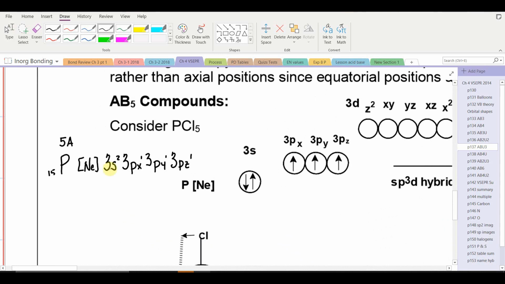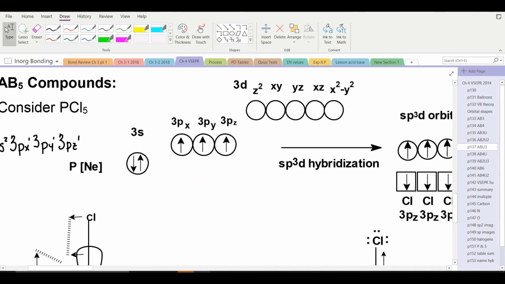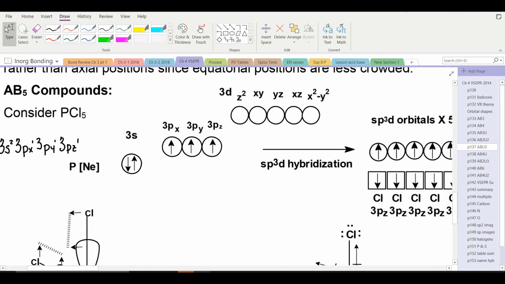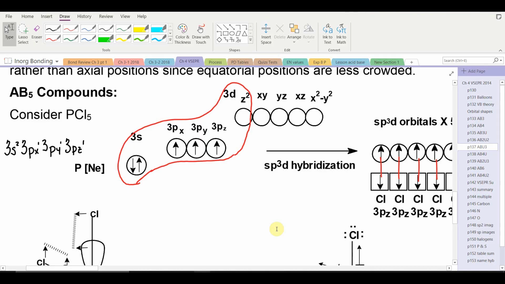Electron configuration is 3s2, 3px1, 3py1, 3pz1 for phosphorus. Here it is. Now it can form 3 bonds the way it's situated, but we need 5. So the proposition is that phosphorus will mix together its 3s, all of its p's, and 1 of its d orbitals to form 5 hybridized orbitals. Promoting 1 electron produces 5 half-filled orbitals.